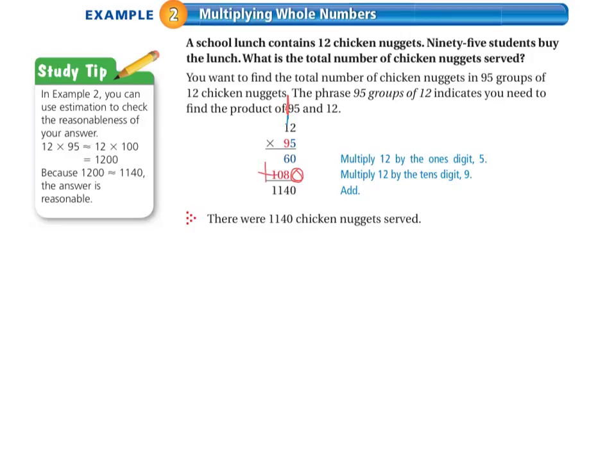So 0 plus 0 is 0. 6 plus 8 is 14. We would carry the 1. 1 plus 0 is 1. 1 is the only thing that's left out in front, so we get our total, 1,140 chicken nuggets.